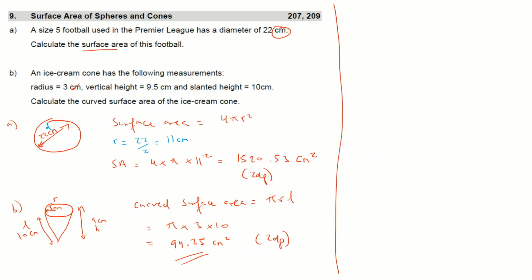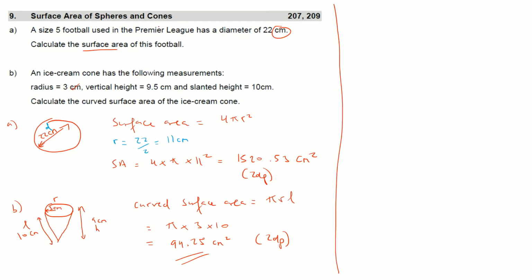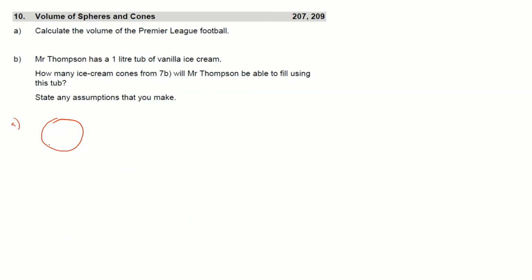Okay. Last question. I think this is the last one now. Yeah. So volumes of spheres and cones. Question A. Find the volume of the Premier League football. Right. So I think they mentioned that, didn't they, back in the previous question? Did they? Yes. Look here. It's got diameter 22 centimeters. Okay. So it's got diameter all the way across 22 centimeters.